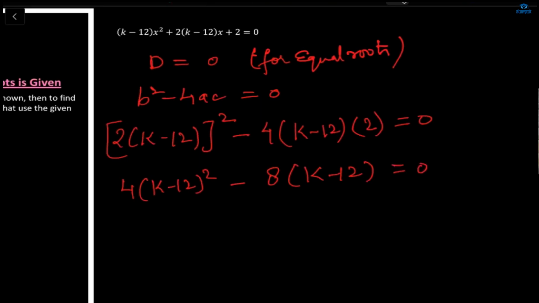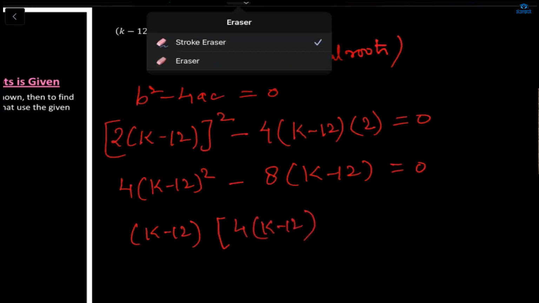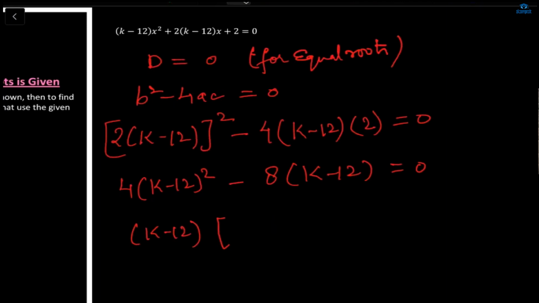Yes, so you can take k minus 12 as common, because it is in both terms. Wait, you can take 4 also as common. You can take the complete 4 as common. So it will be 4(k minus 12) into (k minus 12 minus 12), is equal to 0.